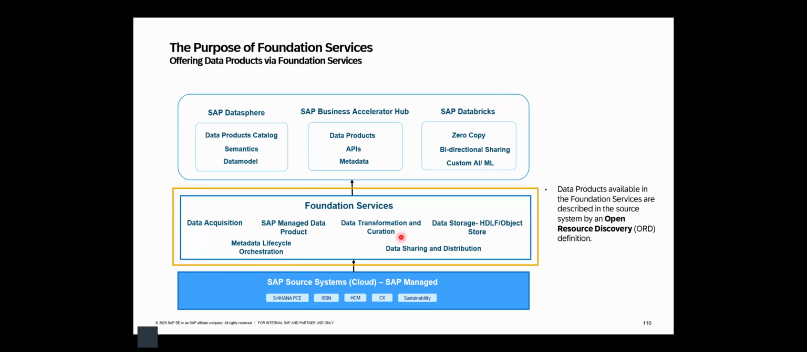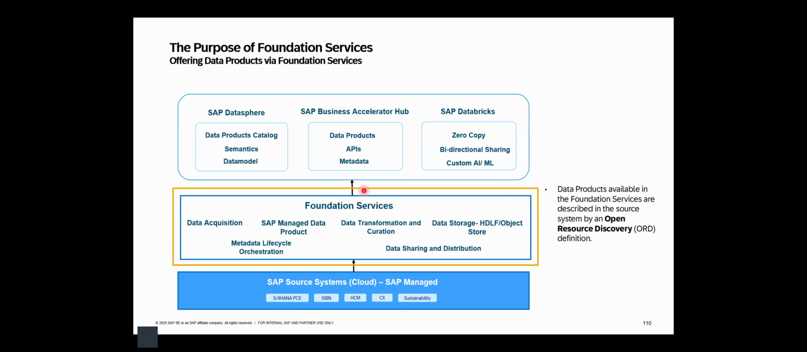And now the very important point to note is the foundation services uses an object store to manage data, but this is only for SAP managed data products. For customer and partner managed data product, SAP Datasphere object store will be used, and that is not part of the foundation services. Now, on top layer here, you can see the different consumers of data residing in the foundation services. And these consumers are SAP Datasphere, SAP Business Accelerator Hub, and SAP Databricks.